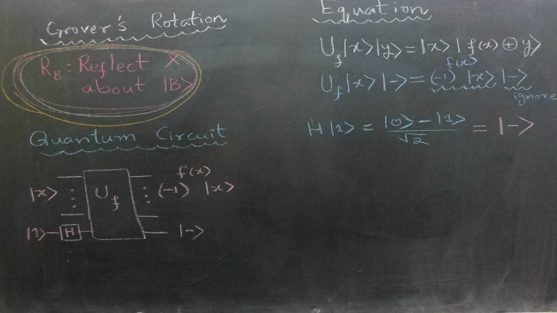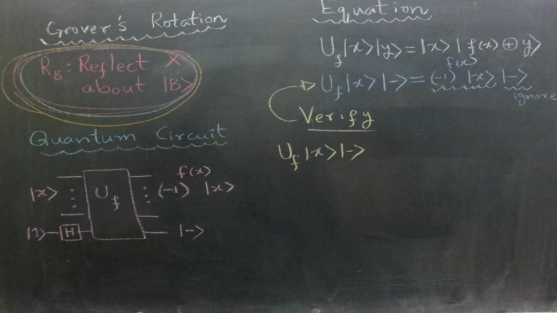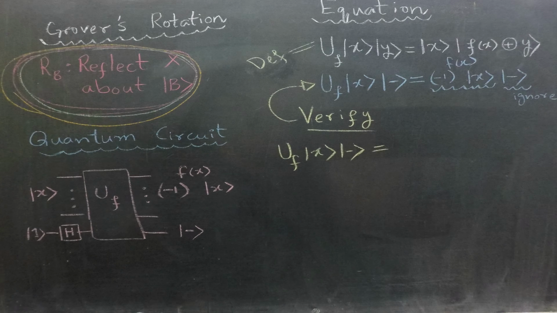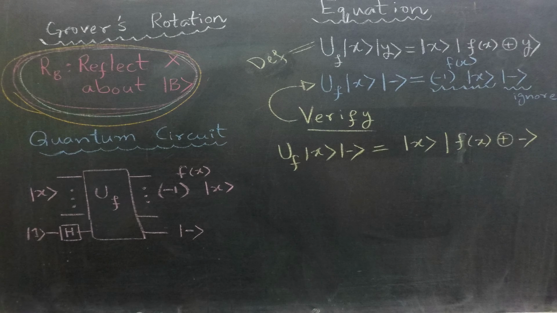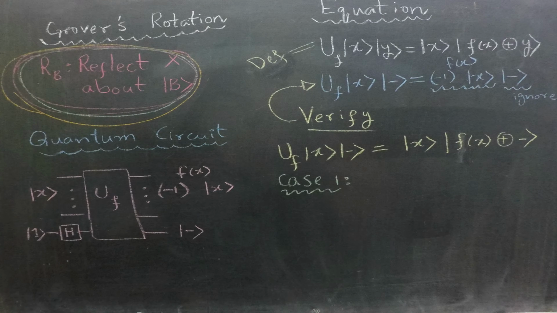Let's now confirm that UF indeed generates the expected output. We feed the input ket x and ket minus into the UF function. Then we expand it using its definition. Our output becomes ket x tensor product with ket of f of x exclusive OR ket minus. Now there are two cases to consider. Case 1. When f of x returns 0.